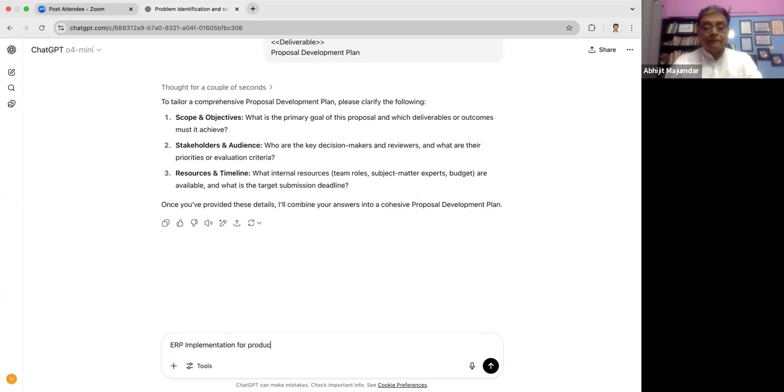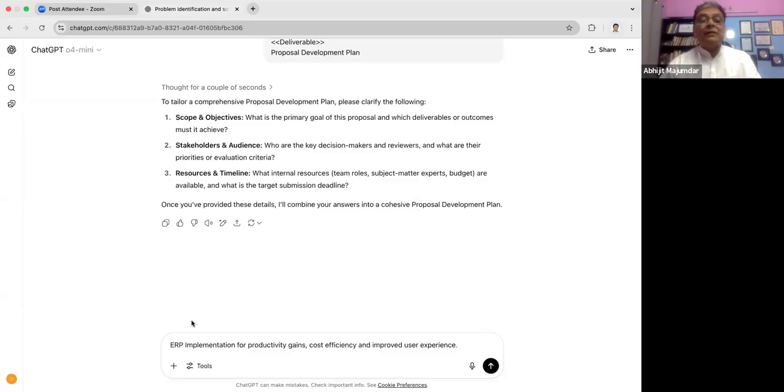Goal of this proposal, ERP implementation or productivity gains, cost efficiency, which deliverables or outcomes it must achieve. Okay, I think scope and objectives will be clear with this.